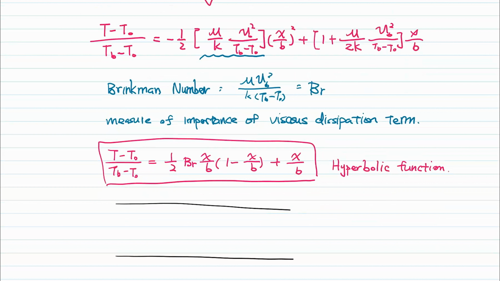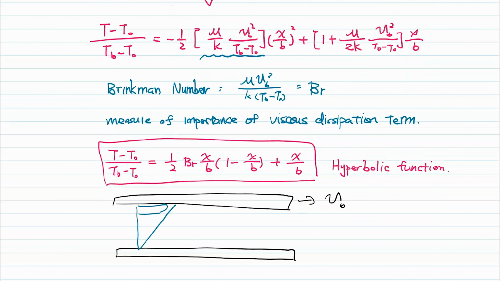So you have an upper plate and a lower plate, and this is moving at VB, and you already have a velocity distribution that looks like this. But your temperature profile may look different. So you may have TB here, and if you have T naught here, you actually have the highest temperature somewhere in between. And that's because you are generating heat due to the friction between different layers of liquids.